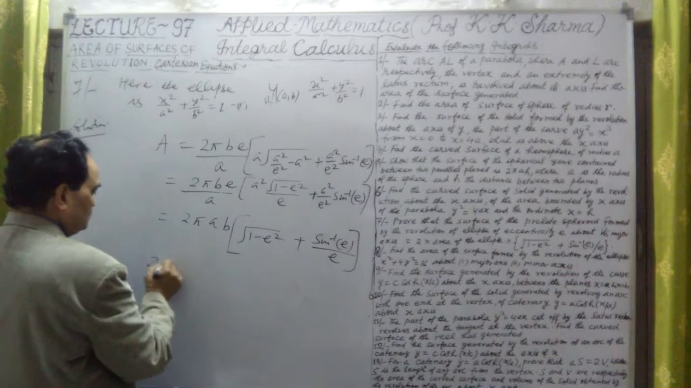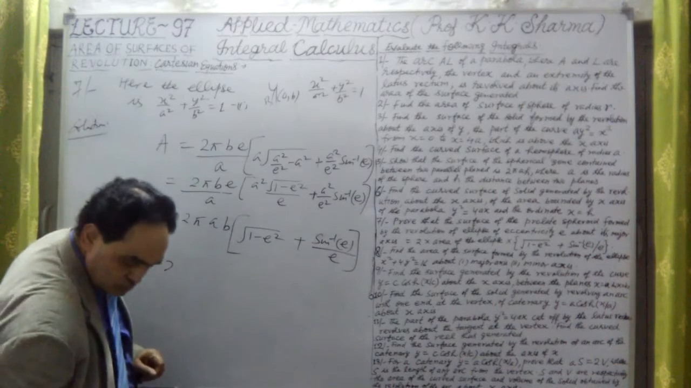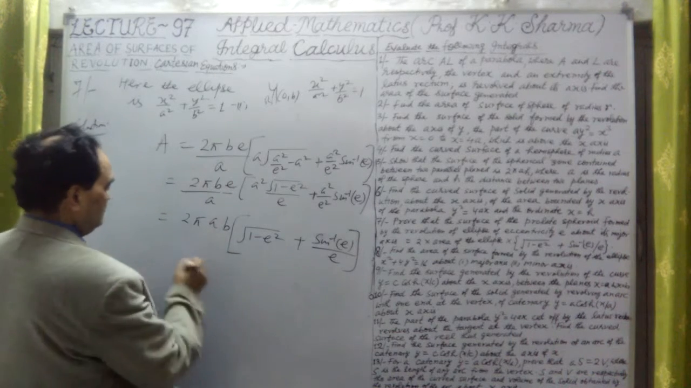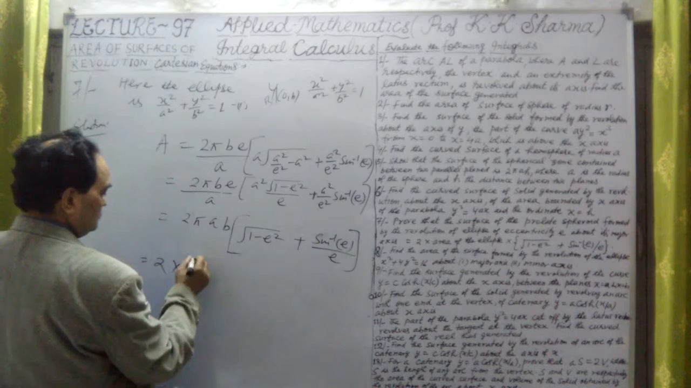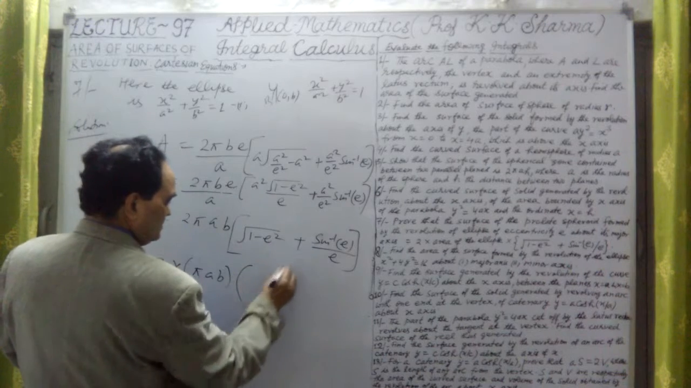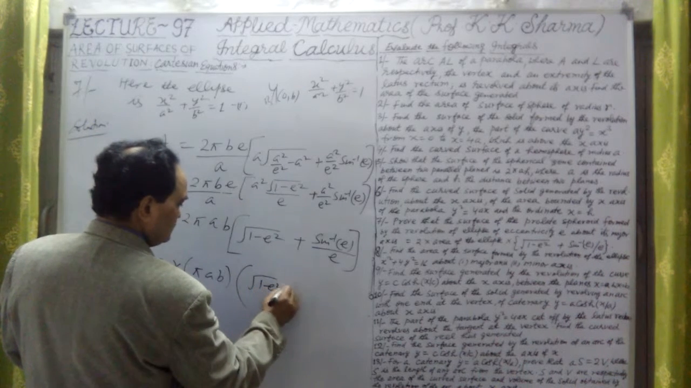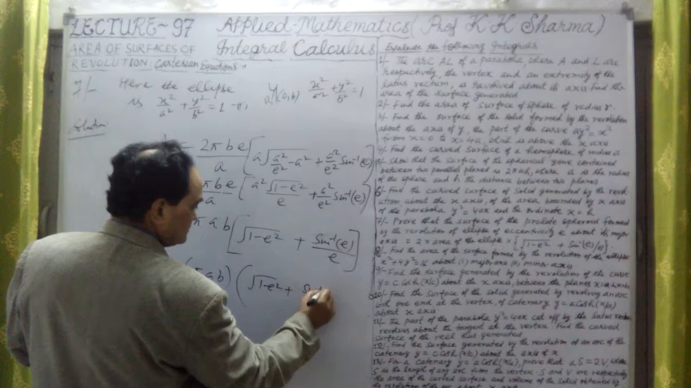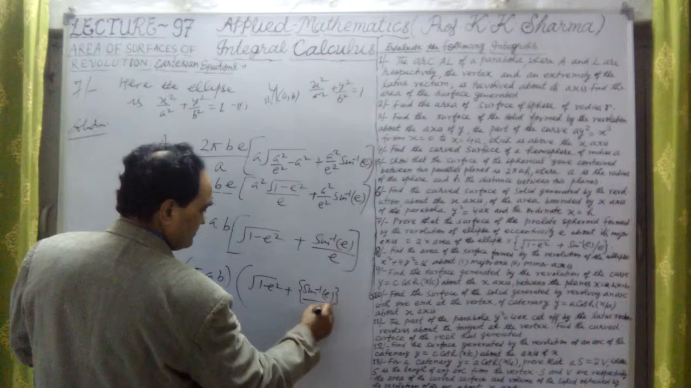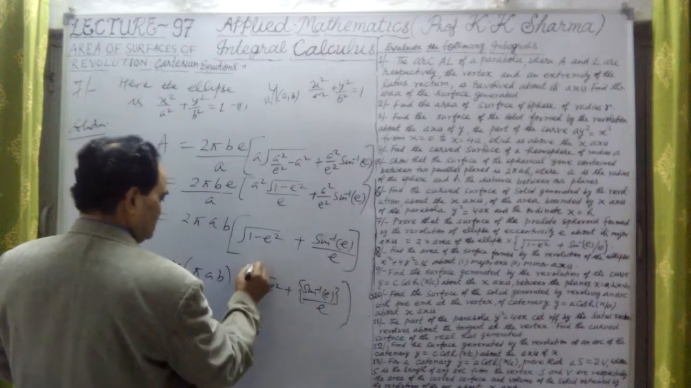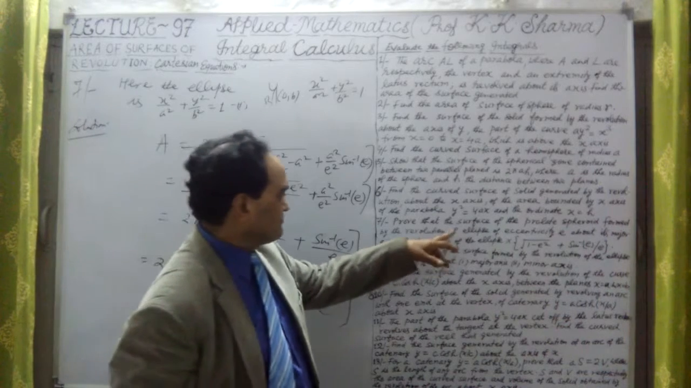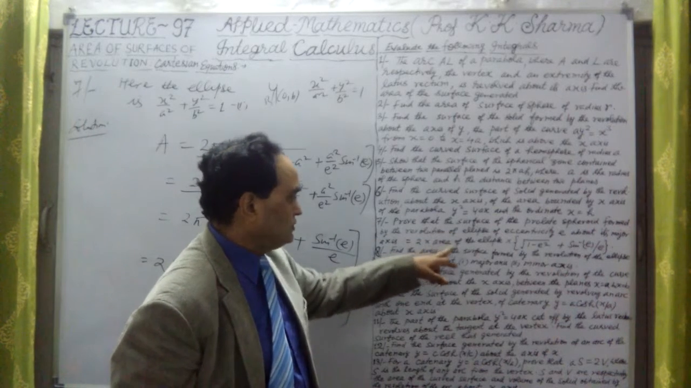This is equal to 2 into the area of the ellipse. Area of the ellipse is pi ab. Twice into pi ab, this is the area of the ellipse, in the bracket, 1 minus e square plus sine inverse e upon e. So this is the answer. So the question sums to 2 into the area of the ellipse.